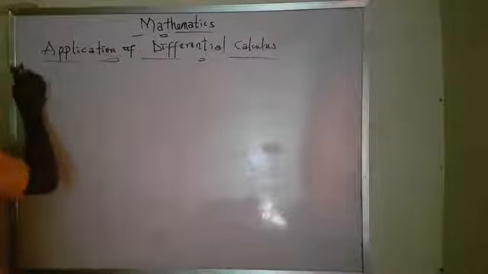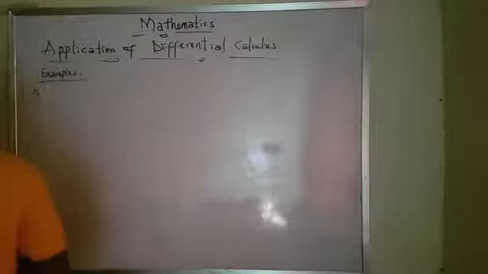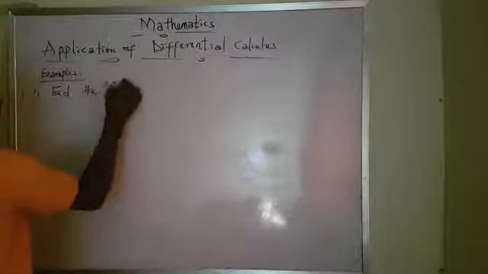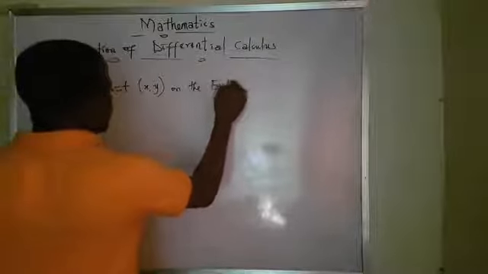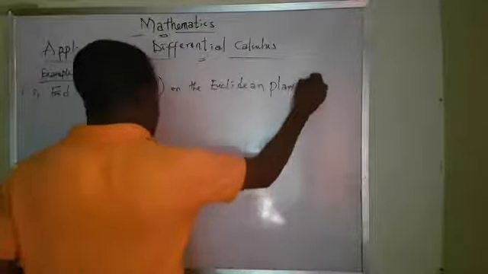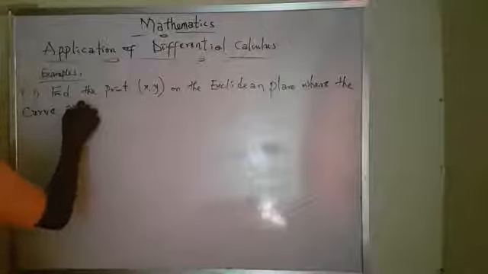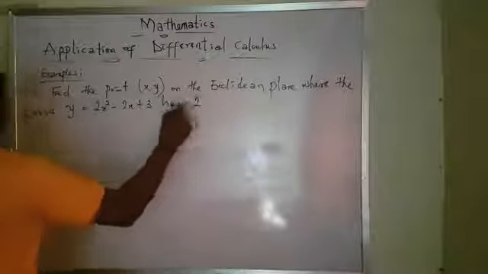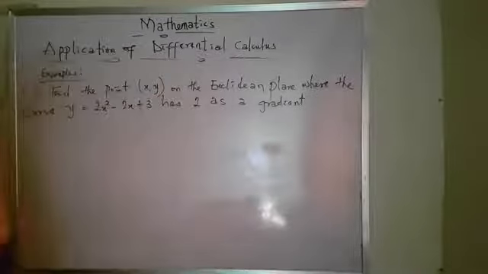So we have one. See examples. Example one says, find the point on the Euclidean plane where the curve y is equal to 2x squared minus 2x plus 3 has a gradient. Don't forget, gradient is the same thing as slope.